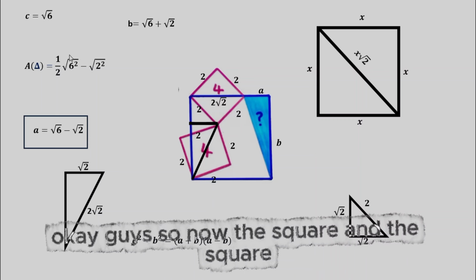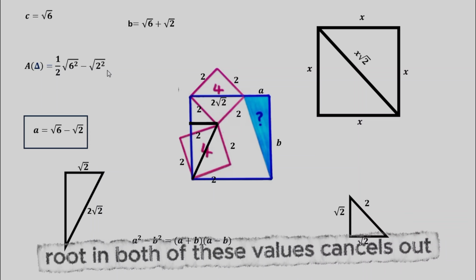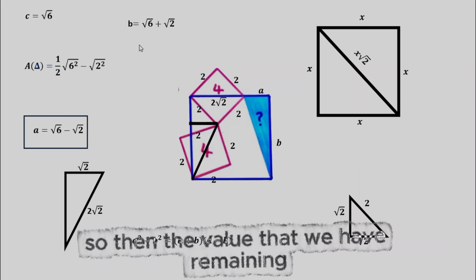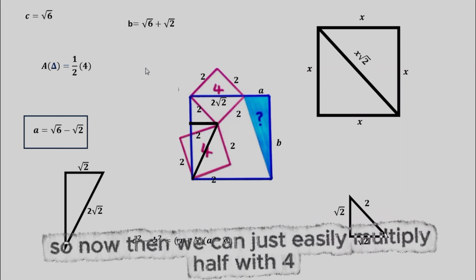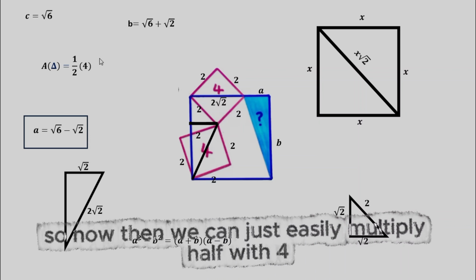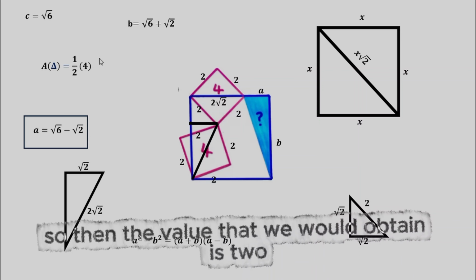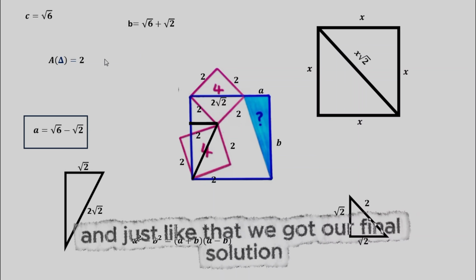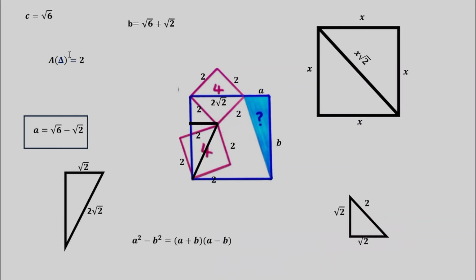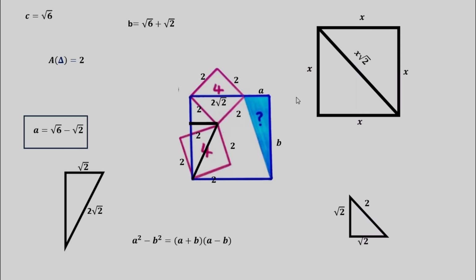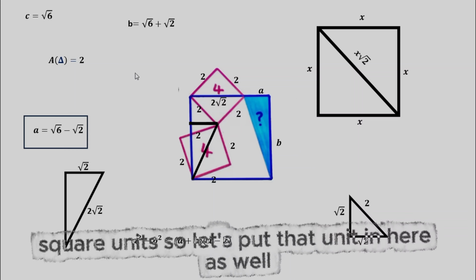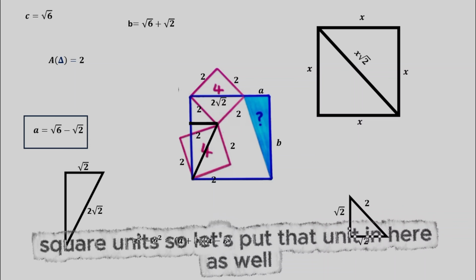Okay guys, so now the square and the square root in both of these values cancel out. So then the value that we have remaining is 6 minus 2, which is 4. So now we can just easily multiply half with 4. So then the value that we would obtain is 2. And just like that, we got our final solution: the area of this entire triangle shaded in blue is equal to 2 squared units. So let's put that unit in here as well.